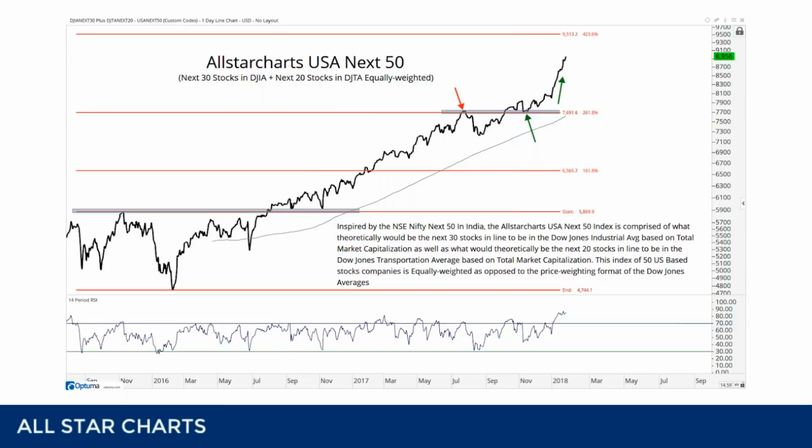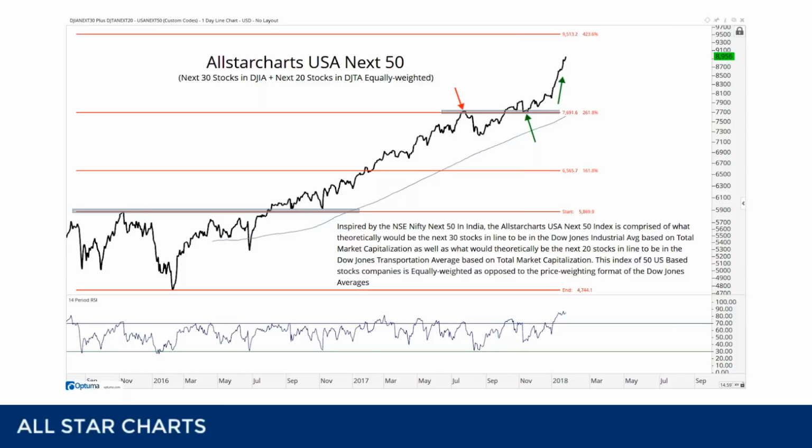Because I saw some signals in the Nifty Next 50 that I wasn't seeing in the Nifty 50. So I'm like, oh my God, this is great. And I was pissed because in America, we don't have that. So I said, screw this, so I created my own. I took the 50 stocks in the Dow Industrials and the Dow Transports, 30 in the industrials, 20 in the transports. There's your 50.